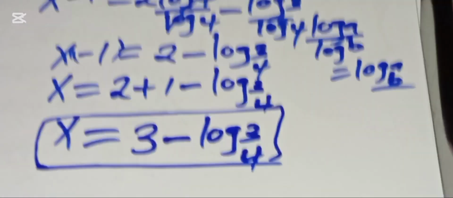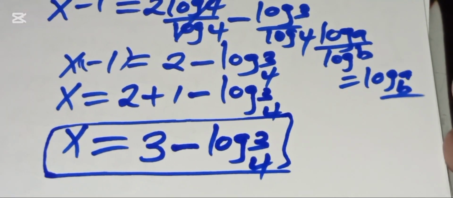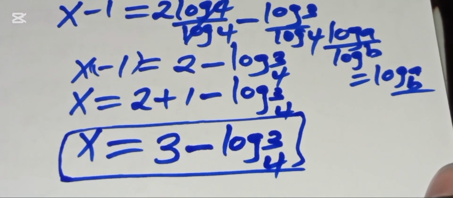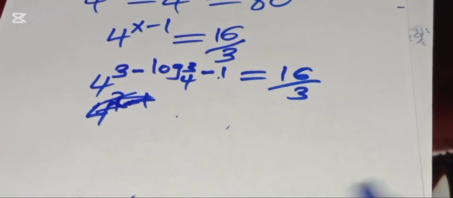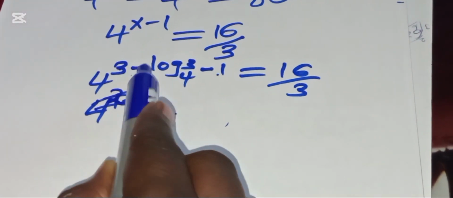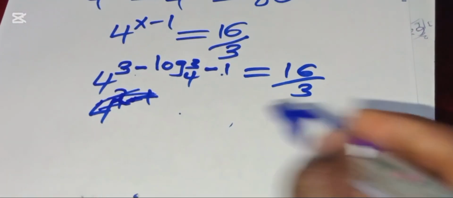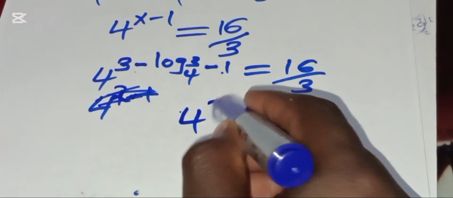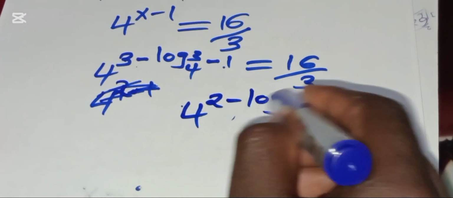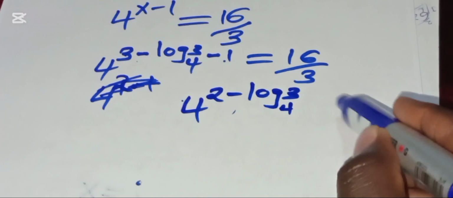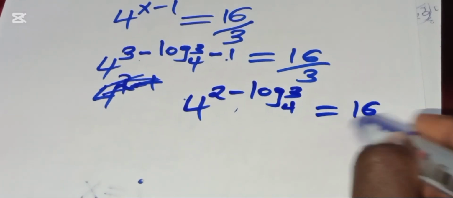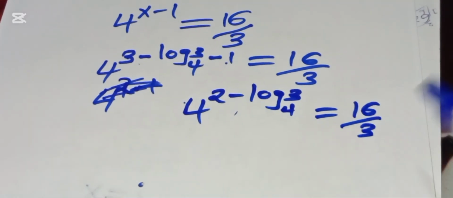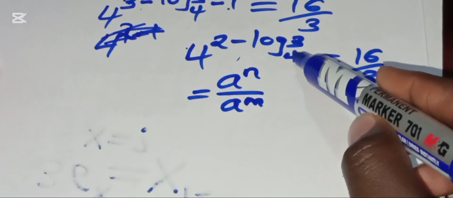So let's verify. Let's check if this value of x satisfies the equation. We have 4 raised to the power 3 minus log 3 to base 4 minus 1, which is the same thing as 4 raised to the power 3 minus 1, this is 2, subtract log 3 to base 4. This should give us a value of 16 divided by 3. So 4 raised to the power 2 minus log 3 to base 4.